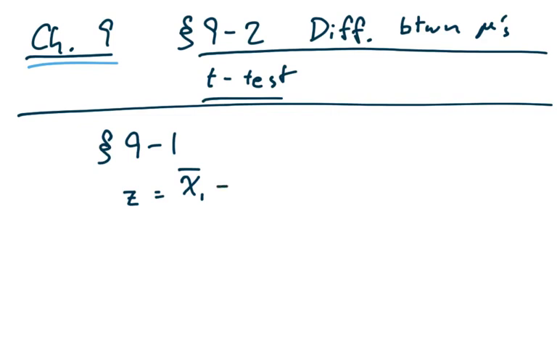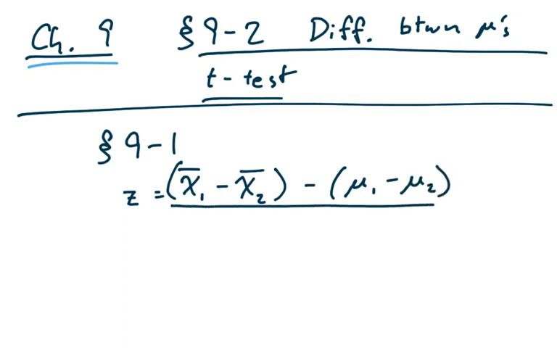x̄1 minus x̄2, minus the hypothesized difference in the population means, so that would be mu subscript 1 minus mu subscript 2. And this is all divided by the standard deviation for that distribution, which was this complicated expression: square root of sigma 1 squared divided by n subscript 1 plus sigma 2 squared divided by n subscript 2.